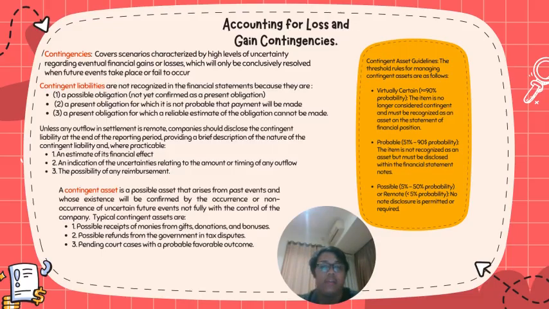And with determining this contingent asset, there is also a guideline, which is as follows. Firstly is virtually certain, or more than 90% possibility, where the item itself is no longer considered contingent and must be recognized as an asset on the statement of financial position. Secondly is probable, or 51% to 90% probability of happening, where the item is not recognized as an asset but must be disclosed within the financial statement notes.